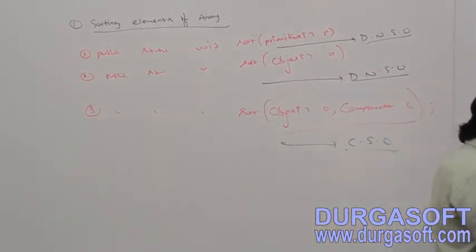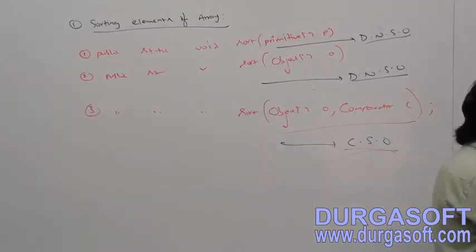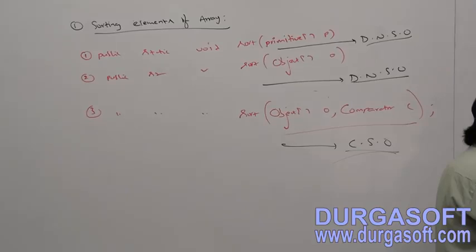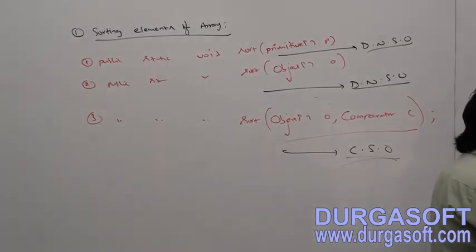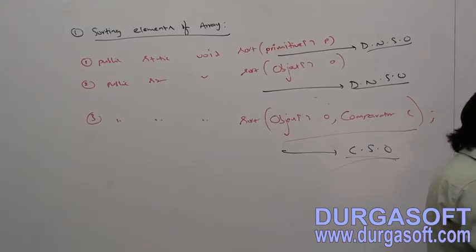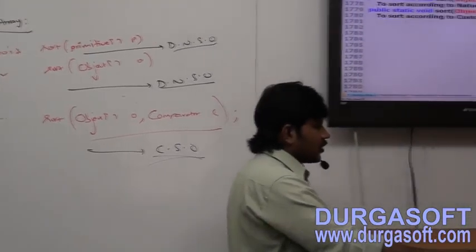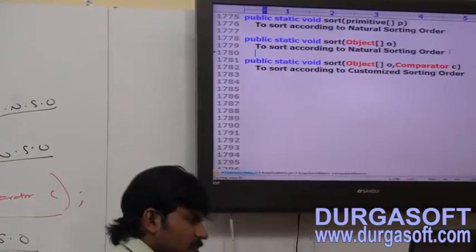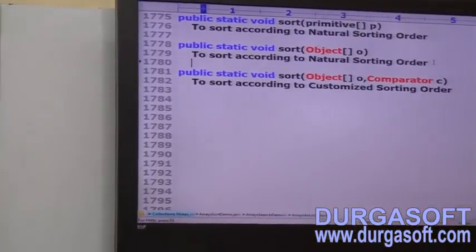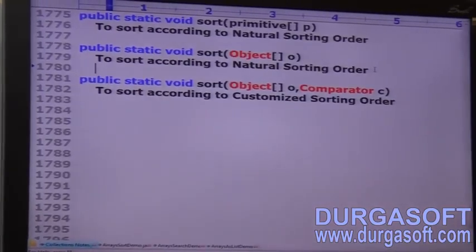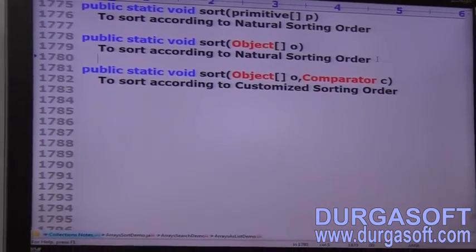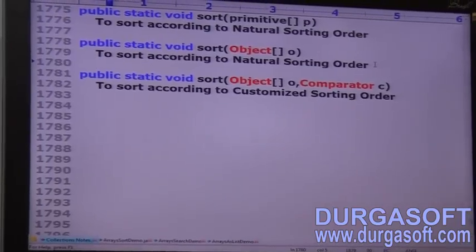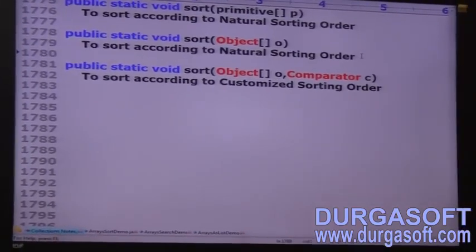The Arrays class defines the following sort methods to sort elements of primitive and object type arrays.